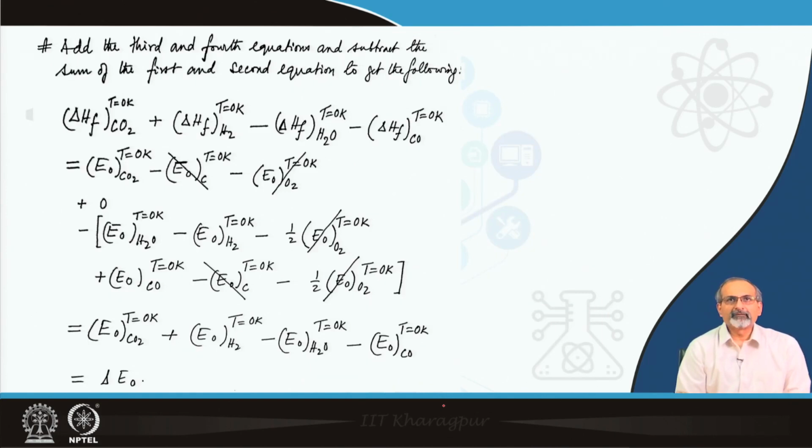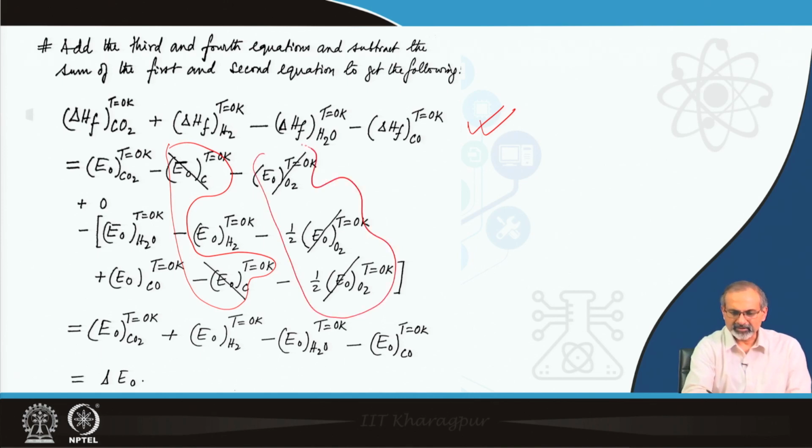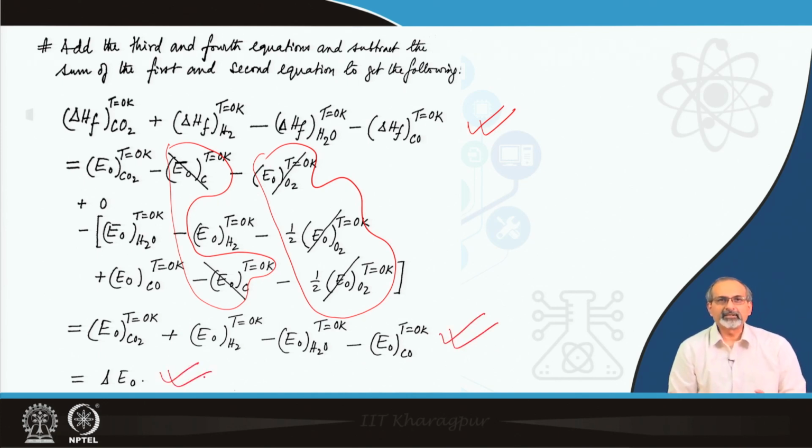Add the third and fourth equations and subtract the sum of the first and second equation, and then you will end up getting a form like this. So, when you write that form, you will find that many of these terms cancel out. So, you can associate these two terms on one side and associate these three on the other, which would go out because of the cancellation, and finally, you are able to establish this, which is nothing but the delta E naught, the change in E naught between products and reactants.